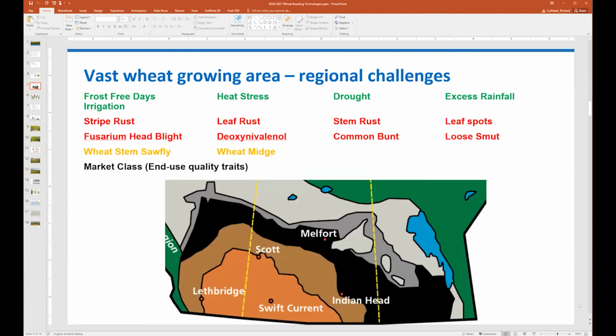And the prairies is a vast wheat growing area. There's a number of regional challenges: frost-free days, heat stress, drought, excess rainfall, access to irrigation, biotic stresses like stripe rust, leaf rust, stem rust, leaf spots, fusarium head blight, deoxynivalenol or DON accumulation in the grain, common bunt, loose smut. Pests that we focus on at Swift Current especially are wheat stem sawfly and wheat midge, and then all the market class end use quality traits.